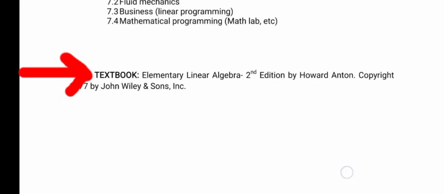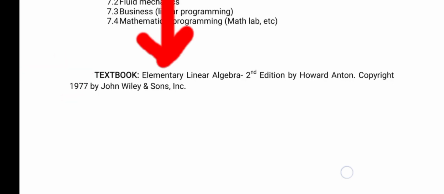This course outline was compiled from the textbook Elementary Linear Algebra, 2nd edition by Howard Anton. Copyright 1977 by John Wiley and Sons, Incorporated.